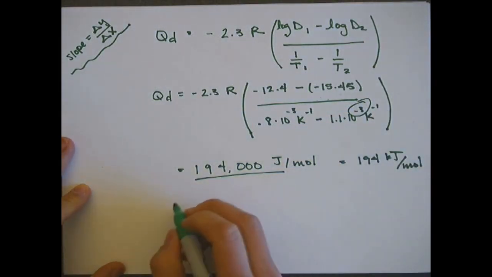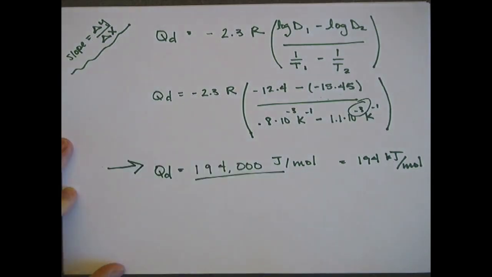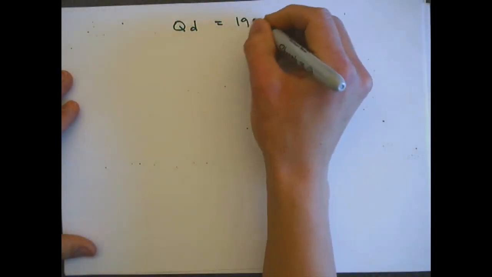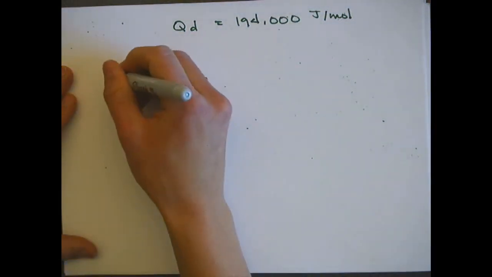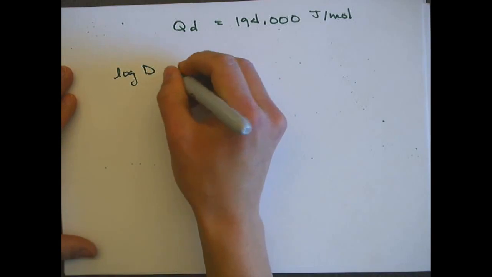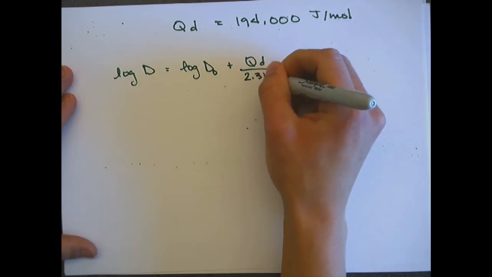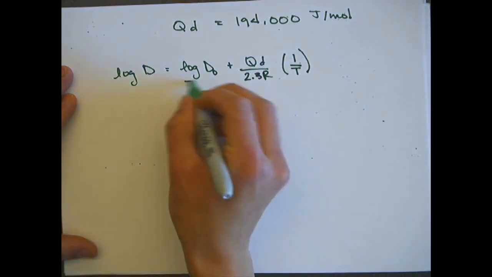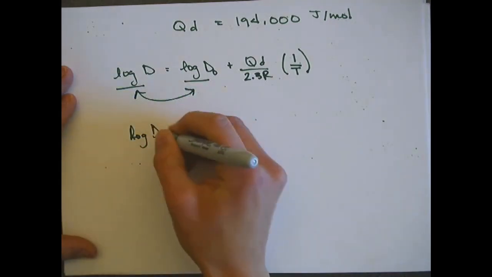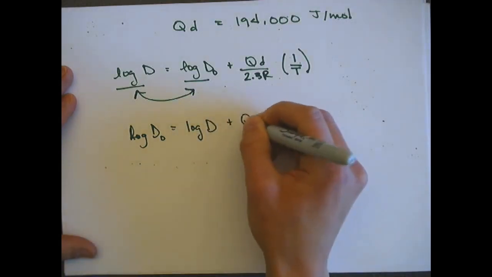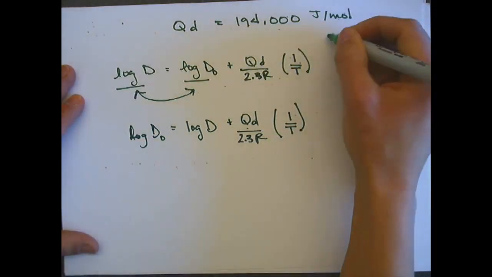Alright, so now that we have Q_d, we can go back and solve for our pre-exponential, or D sub 0. Now that we've found our activation energy, we can go back and solve for our diffusion coefficient, the pre-exponential. So we can just remember we started with this equation, log D equals log D_0 plus Q_d over 2.3R times the inverse temperature. So we need to solve for log D_0, so we're just going to rearrange this algebraically. We end up with log D_0 equals log D plus Q_d over 2.3R times our inverse temperature.